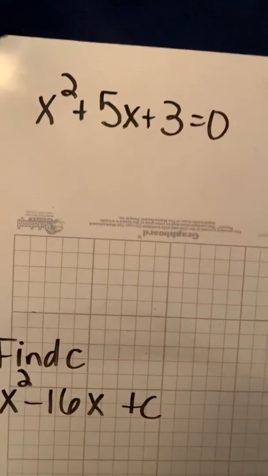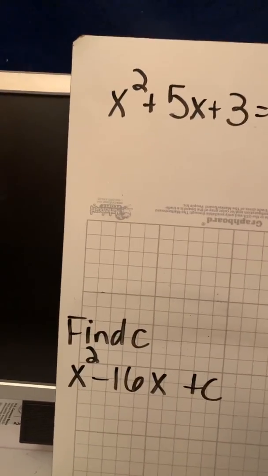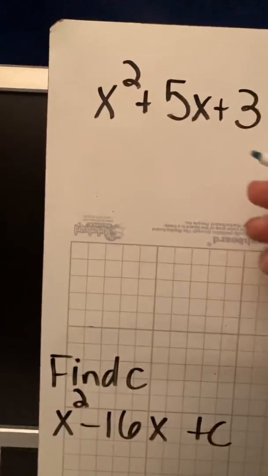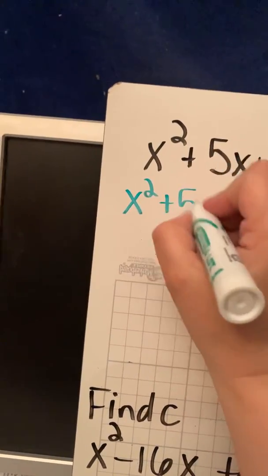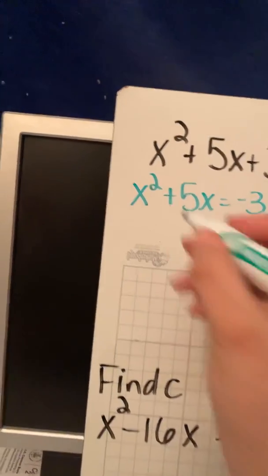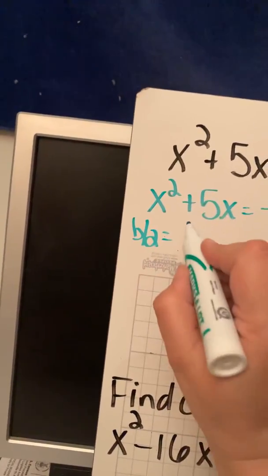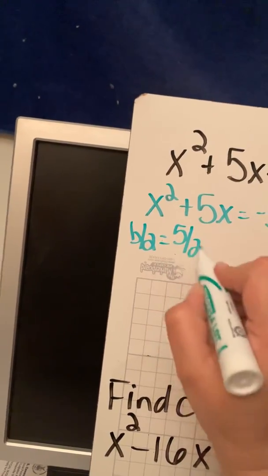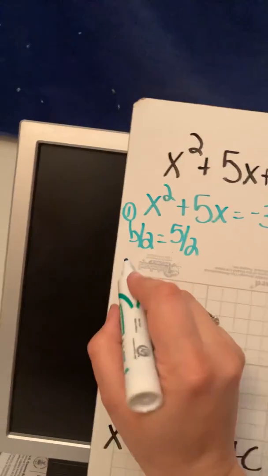This one here. Get my c over. Okay, that's going to be my first step. So I'm going to subtract 3. So I've got x squared plus 5x equals a negative 3. Find your b over 2. b over 2 is 5 over 2. Okay, there's your first step. Now let's do our second step. Let's plug in.